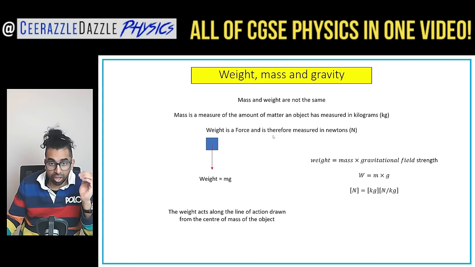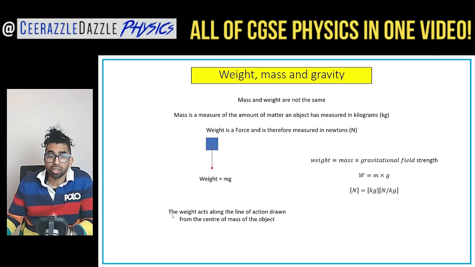In order to calculate the weight of an object, it's simply going to be the formula: weight is equal to mass times gravitational field strength. W is equal to m times g. Weight is measured in newtons because it's a force, mass in kilograms, and the gravitational field strength will be newton per kilogram.